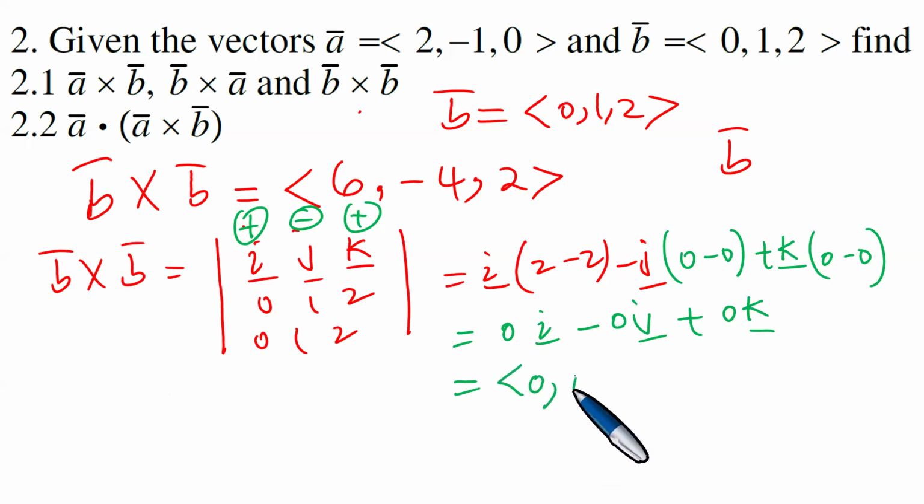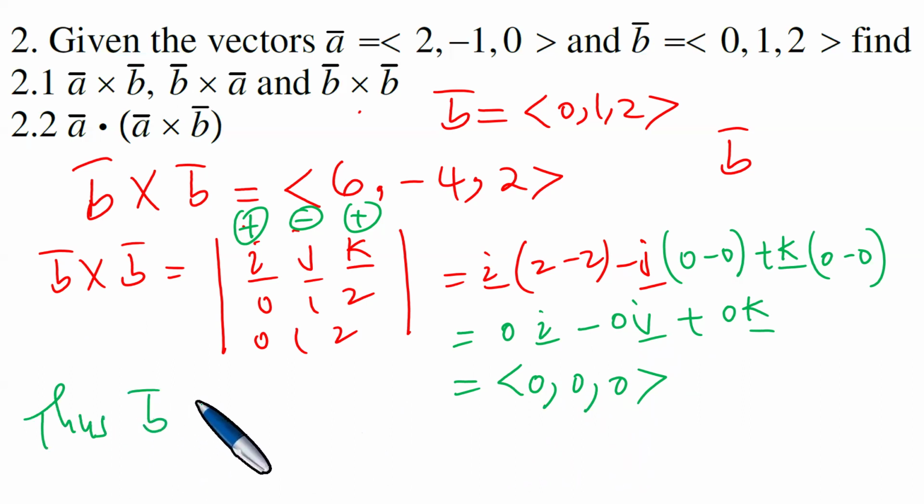Okay, now in the end, B cross B is 0, 0, 0, like so. Of course, in the middle, you can think it's minus 0, but it is 0. And so as a consequence, we are able to say that B cross B equals 0, 0, 0. Any question, any suggestion, any remark?